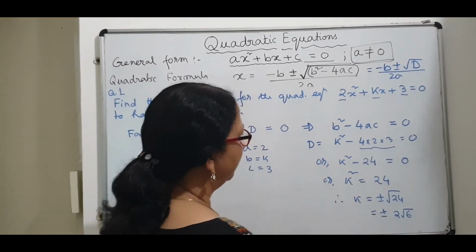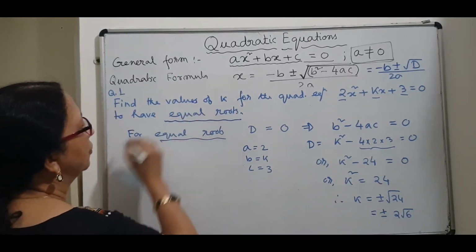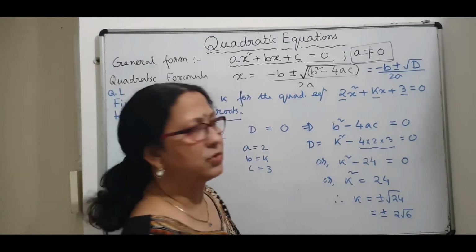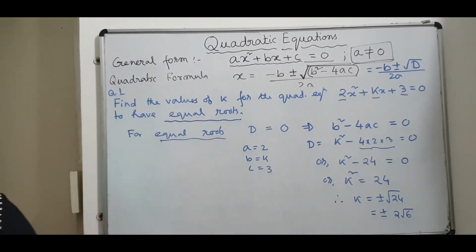So there are 2 values of k. Actually, you should find the values of k. The 2 values of k are 2√6 and −2√6. Okay. Next.